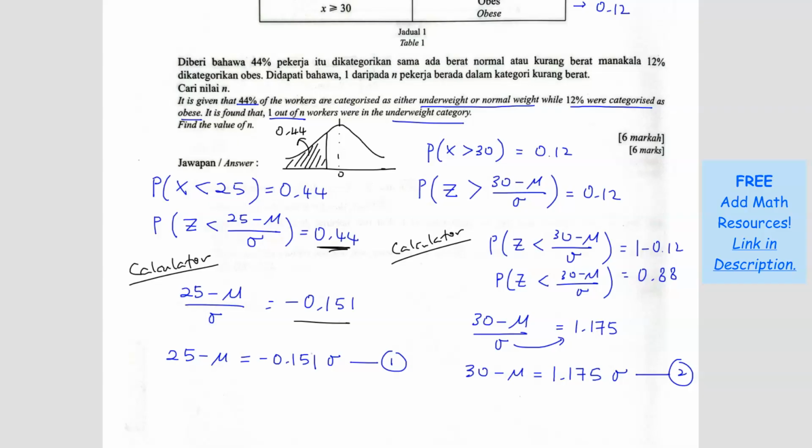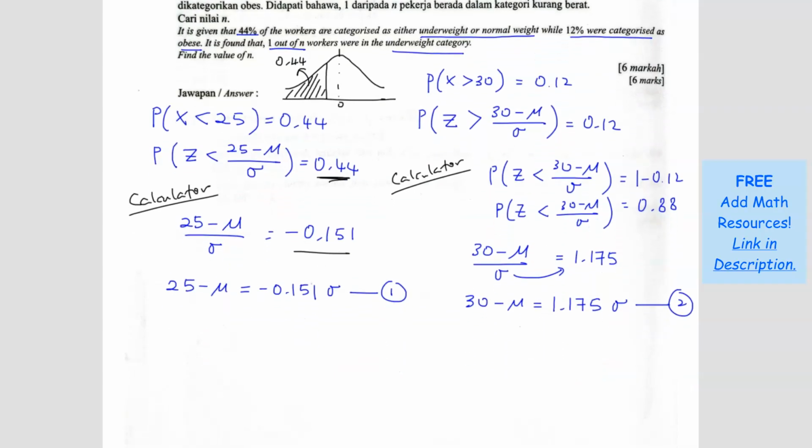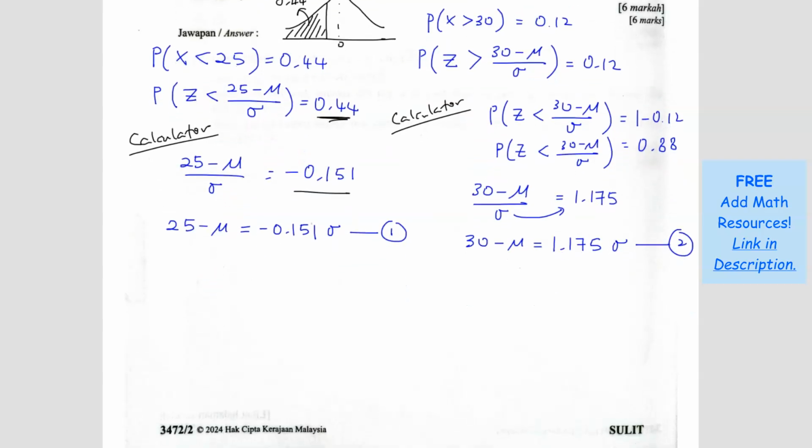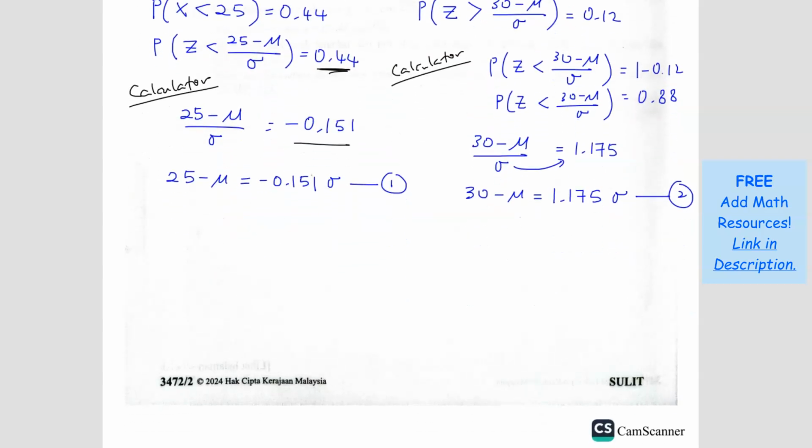It should be the same as the calculator. 1.175. Okay, so you should end up getting this, and then you can continue as normal. I hope you understand the difference between using the calculator and the table. Both will give you the answer. Alright, so now we have these two equations. We can do simultaneous equations, equation 1 and equation 2. Since both have negative mean with the same coefficient, we can actually eliminate the mean.